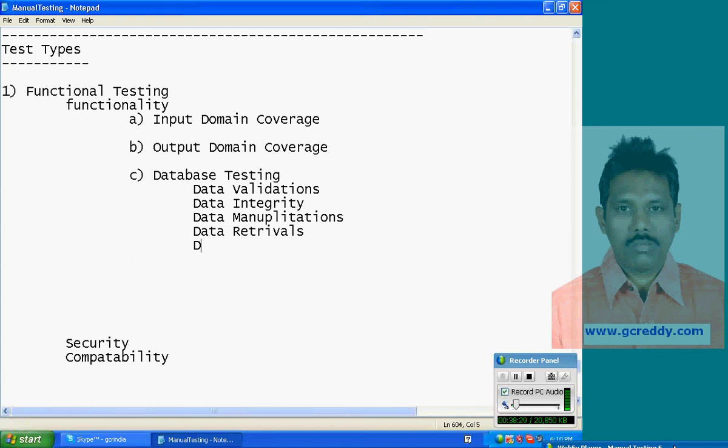Next, next, data comparisons. Data comparisons. What is data comparison? Tell me, Lalita, what is data comparison?